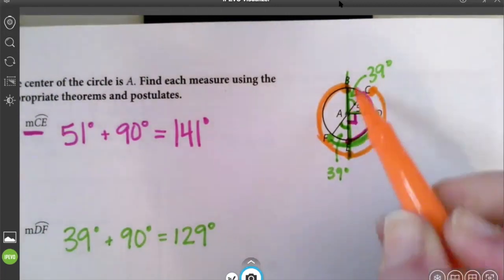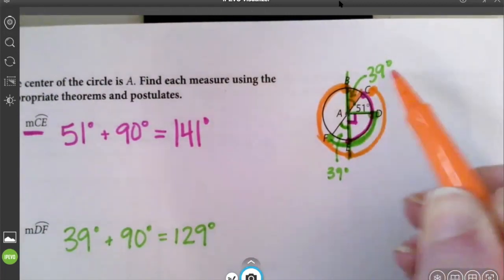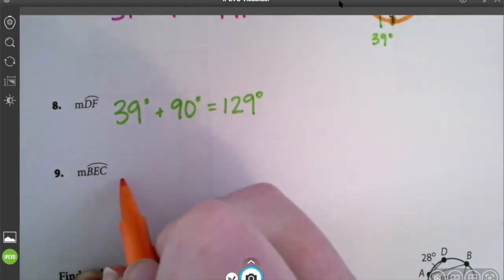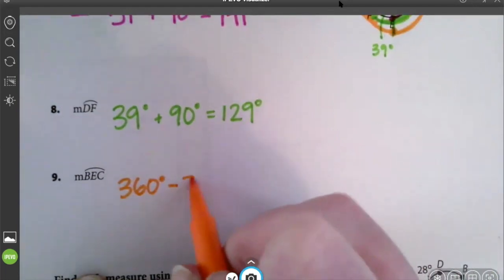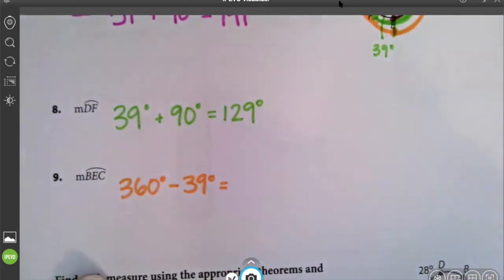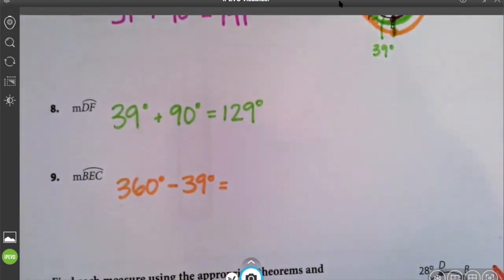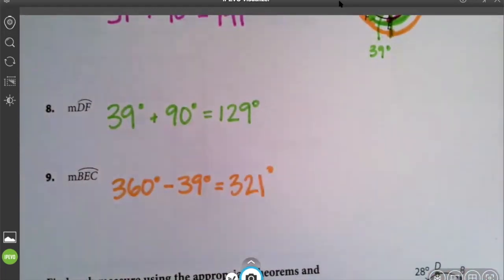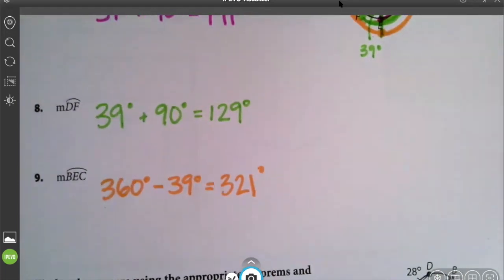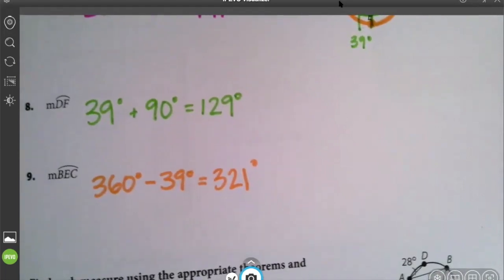We've got this one little slice right here that we know is 39 degrees. And the whole circle should be how much? 360. The diameter would be 180. So 360 minus the 39, that's the only part we don't need. It's going to be 321. And there you go. Okay. Yeah, not too bad. A lot of multiplying by 2, a lot of dividing by 2, a lot of adding and subtracting. So the math itself is not super hard.